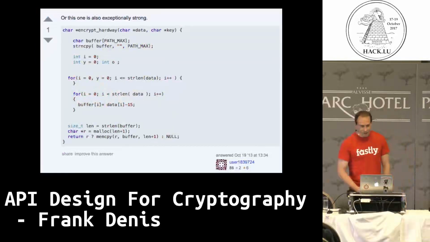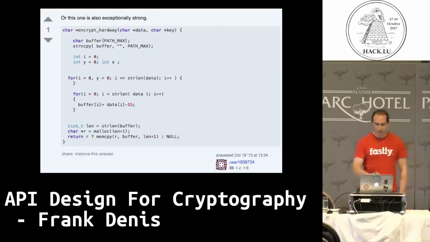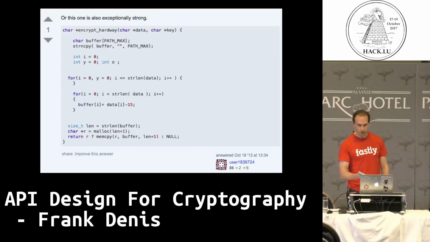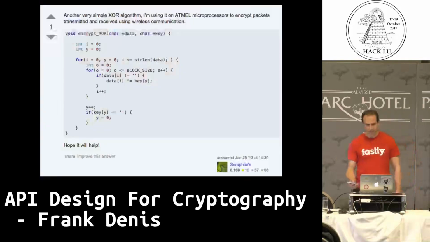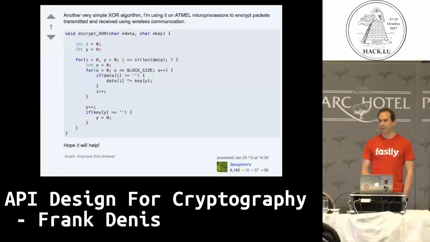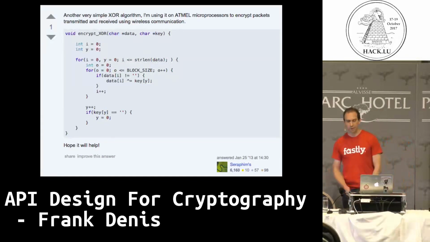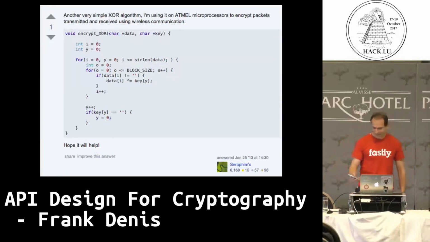Next. Or this one is exceptionally strong. Well, half of it doesn't do anything. The function requires a key, but it doesn't even use it. That's terrible. All right. Next. What should I do? A very simple XOR algorithm. I'm using it for some IoT stuff. Well, IoT security is doomed.